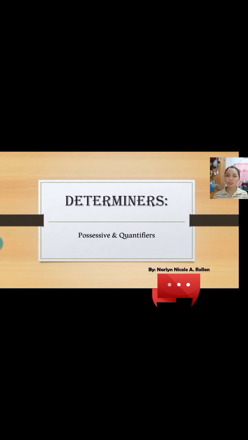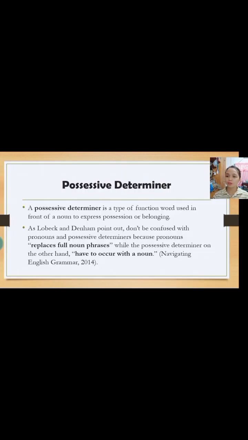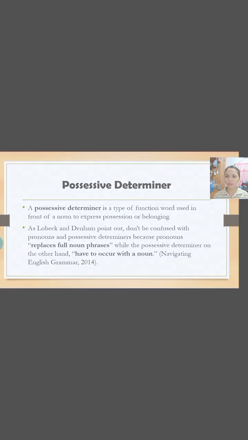Today's lesson, I am going to discuss and explain the possessive and quantifiers as part of determiners. The first topic is possessive determiner. A possessive determiner is a type of function word used in front of a noun to express possession or belonging.